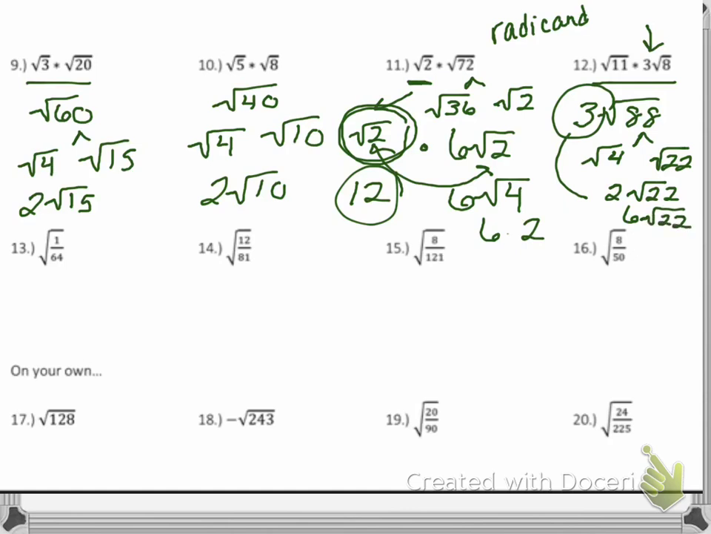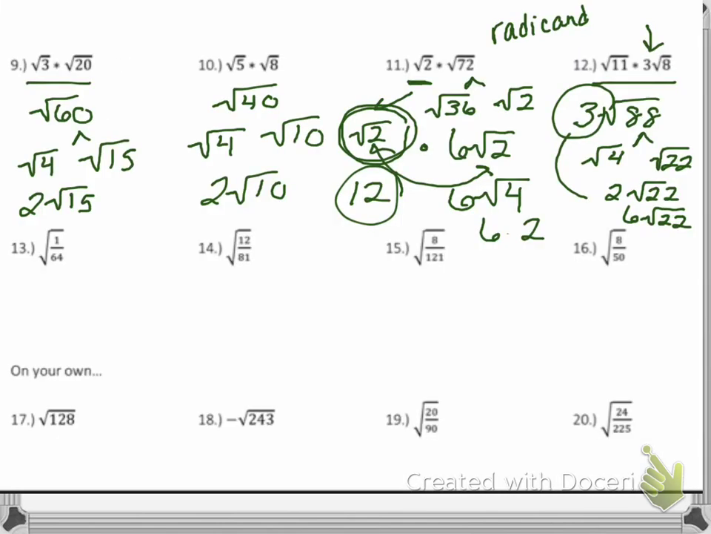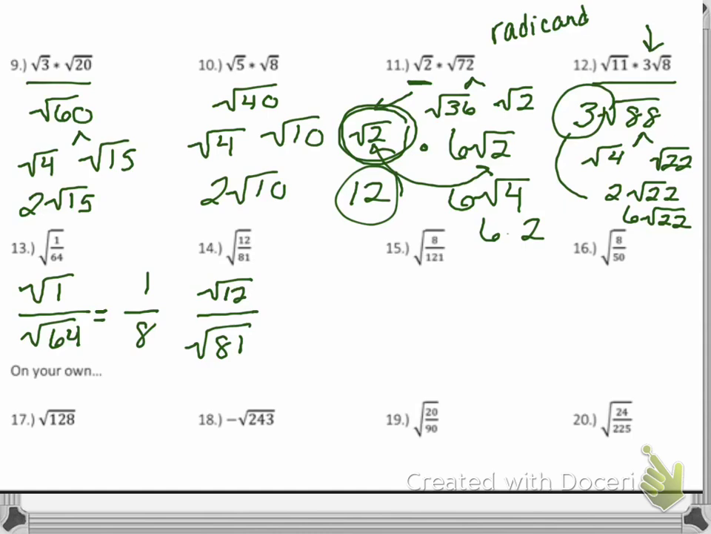So then the last row is how do we approach radicals when there's fractions? Very similar. So that square root of 1 over 64, I could actually rewrite it as the square root of 1 all over the square root of 64. And the square root of 1 is 1, square root of 64 is 8. That's it. So then in number 14, I would break it into square root of 12 all over square root of 81. Now the square root of 12 doesn't work out perfectly.